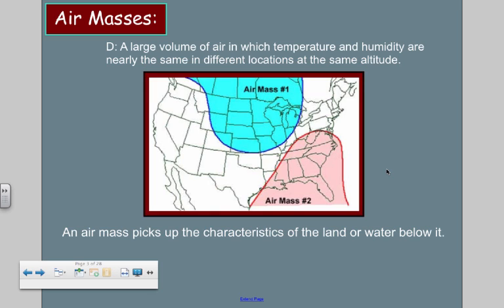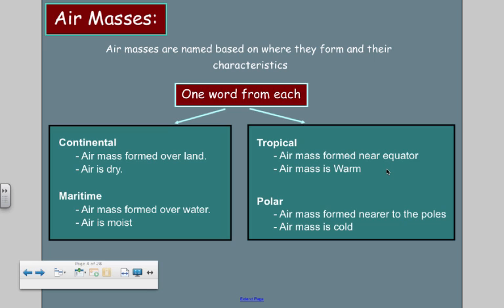Now, the reason that this happens is because air masses actually pick up the characteristics of what they pass over. So when it passes over land, it picks up the characteristics of that land. When it passes over water, it picks up those characteristics from that water. Now, we name the air masses based on a system you see below, where we take one word from the left and one word from the right. So, continental tropical, or maritime polar.